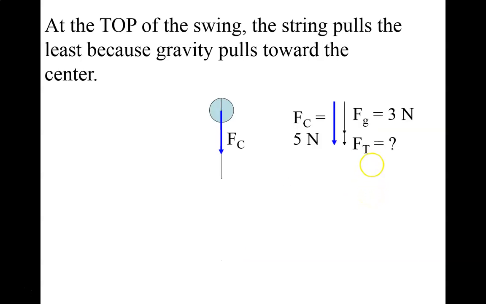At the top, gravity is acting in the downward direction. We want our centripetal force to be down because that's the center of the circle. So our net force should be 5 newtons down.